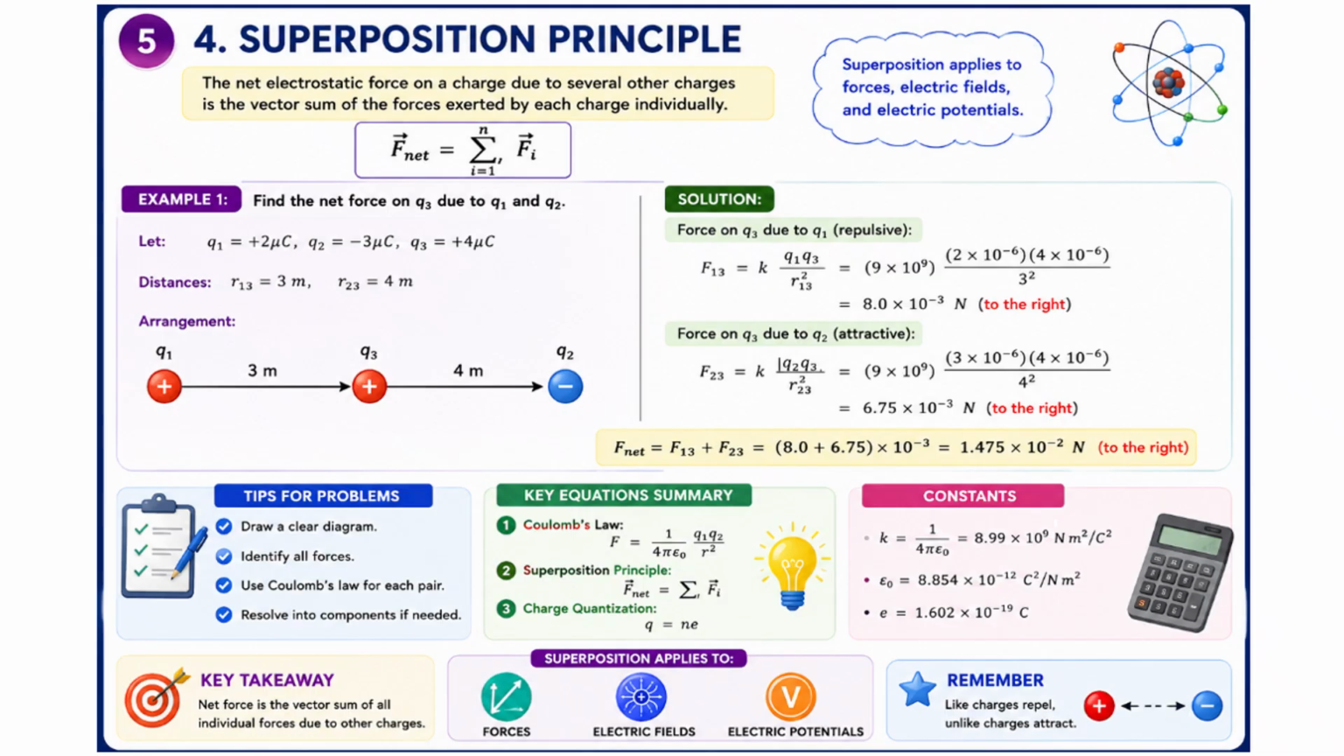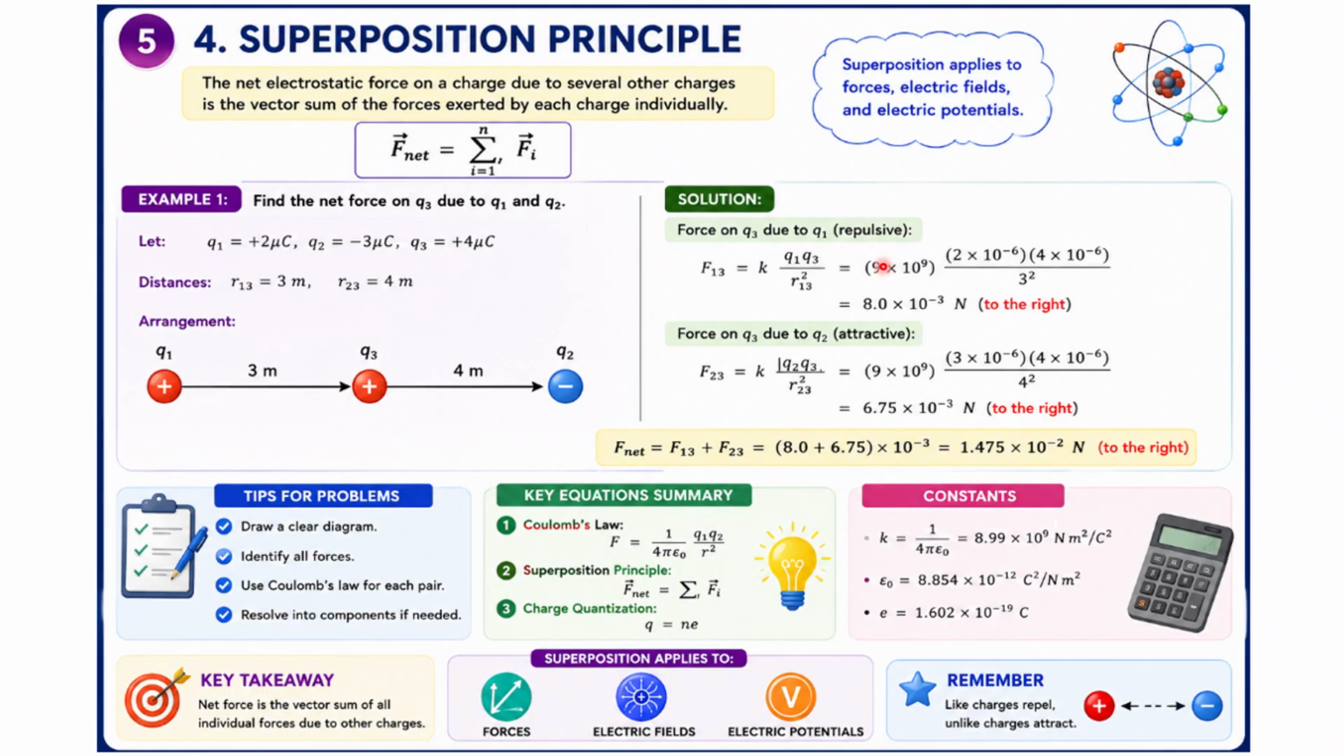The force on Q3 due to Q2 is attractive from the figure. I can show you with some pointers so that you can see clearly. So here, the force on Q3 due to Q2 is attractive, but the force on Q3 due to Q1 is repulsive. This is what we are saying.